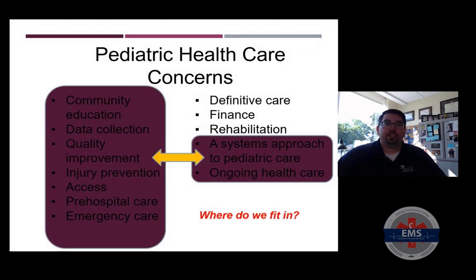There are a lot of pediatric healthcare concerns. We know we have to worry about education in the community, data collection, quality improvement, injury prevention, access to pediatric care, pre-hospital care, emergency care, definitive care. There has to be some type of finance to help support that, rehabilitation for those that need long-term care, and a systemic approach to pediatrics to maintain that ongoing health care. Well, where do we fit in? You can see that highlighted in purple. We are the majority of this.